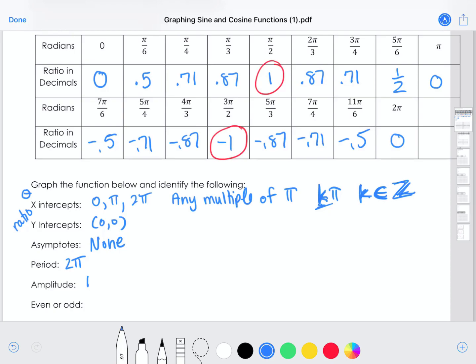And from previous sections, we know that sine is an odd function, which means if I plug in -x, or a negative angle, it's going to be the same thing as switching the sign of the output of that function value.